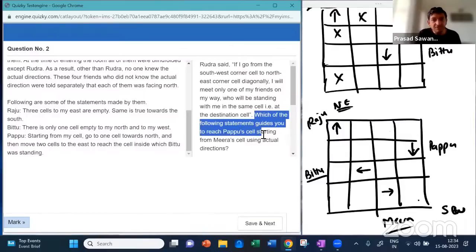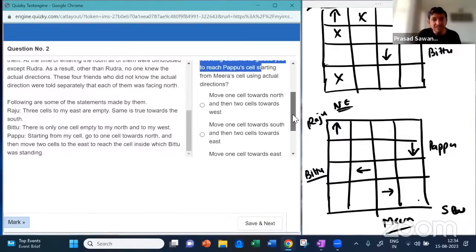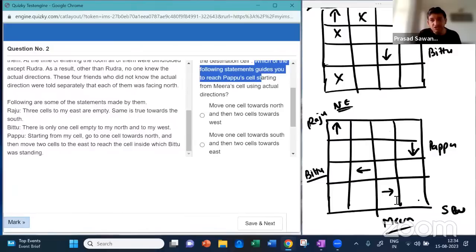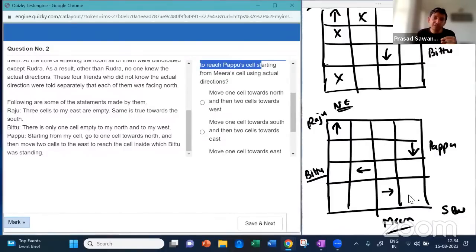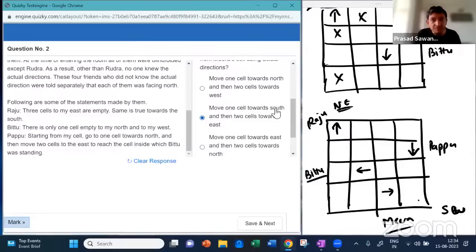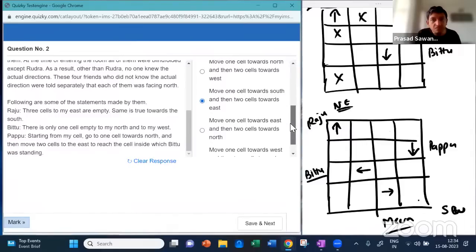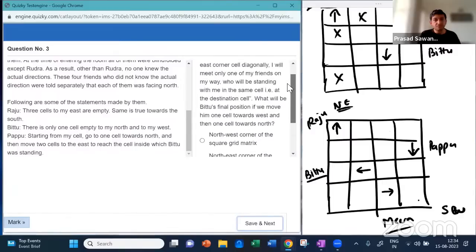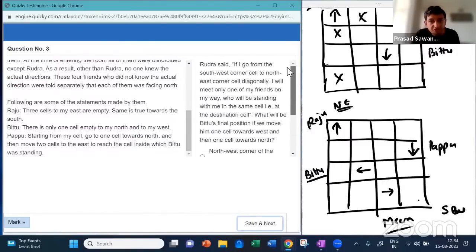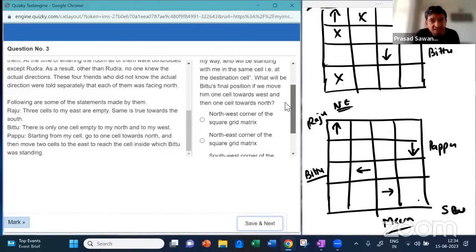Very good. Which of the following statements guides you to reach Pappu's cell starting from Meera's cell using actual directions? So Meera's cell to Pappu's cell. Move once. I have to go southwest. I have to go 2 to the east and 1 to the south. Yeah, this one. Two to the east, one to the south. Very good.